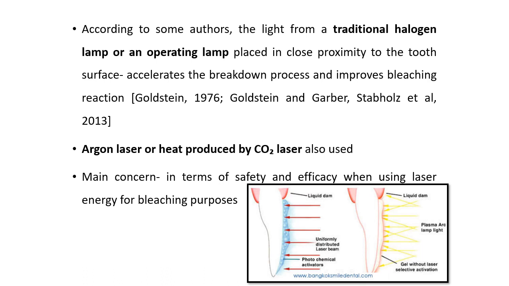According to some authors, the light from a traditional halogen lamp or an operating lamp placed in close proximity to the tooth surface accelerates the breakdown process and improves the bleaching reaction. The argon laser or heat produced by carbon dioxide laser can also be used. The main concern is safety and efficacy when using laser energy for bleaching purposes. As mentioned in the diagram, you can see, basically, an external mode of energy such as heat or light increases the efficacy of the bleaching agents.